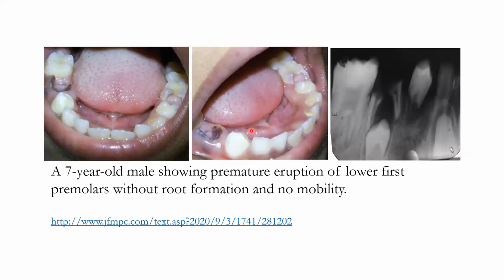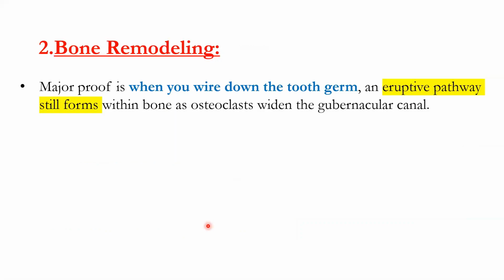This was one case seen in a boy of 7 years old, where you can see that the premolar, which has not completed its root formation, has erupted into the oral cavity and is quite stable. It is not even showing any mobility. If you're interested in looking at this case, I will put the link in the description box below.